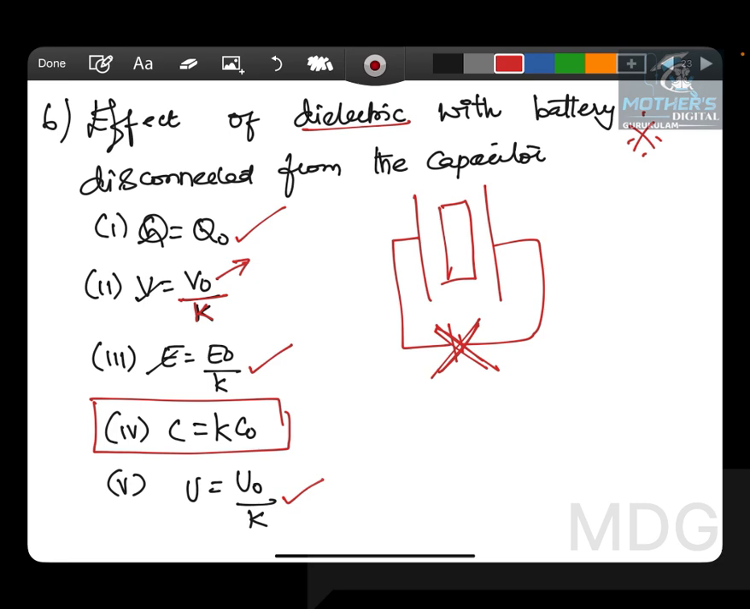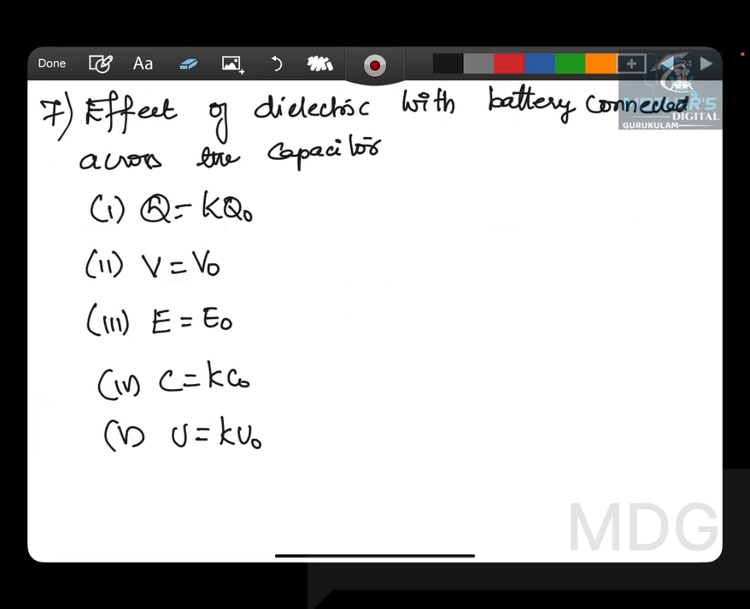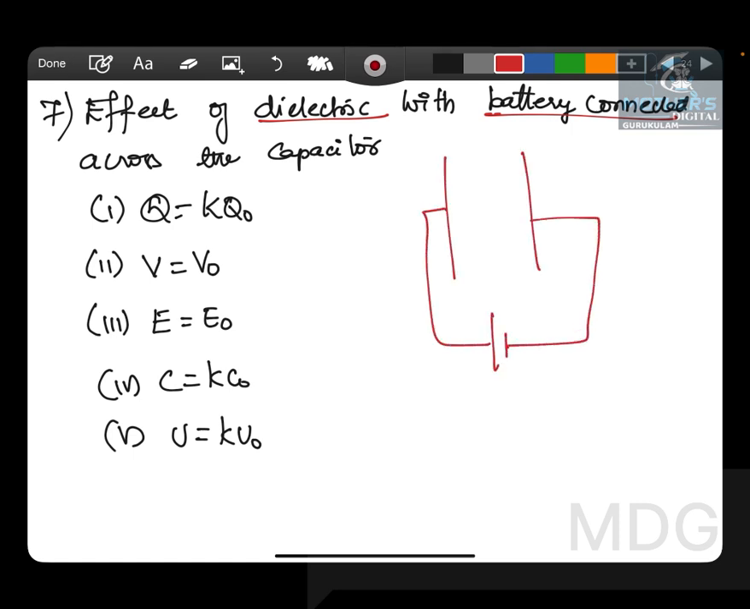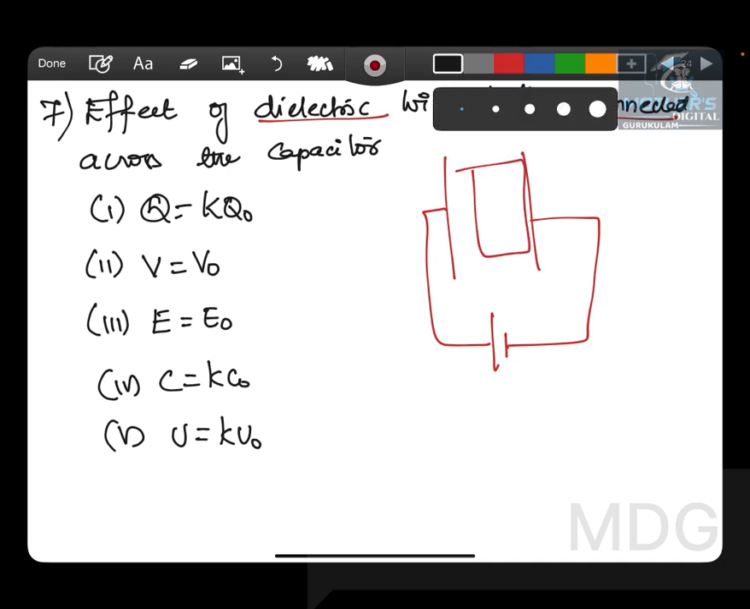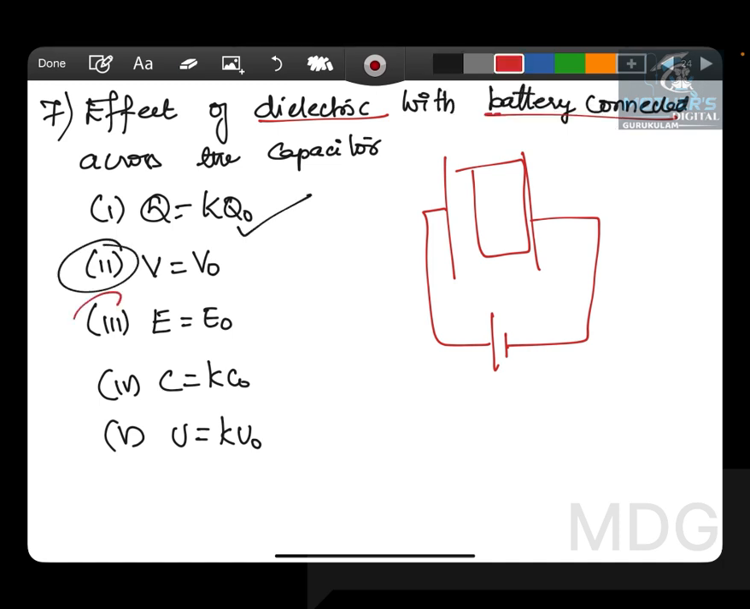Similarly, the next one: effect of a dielectric with the battery connected. What is step 1? You take a capacitor and charge it with the battery. Without disconnecting, you insert the dielectric slab. In that condition, your charge will increase by a factor K. Your potential and your electric field will remain the same. Your capacitance will increase by the factor K and the energy will also increase.